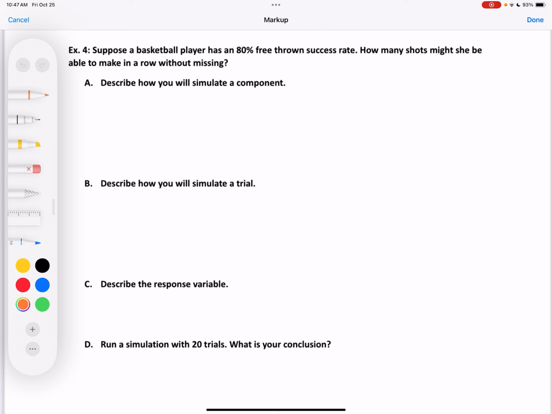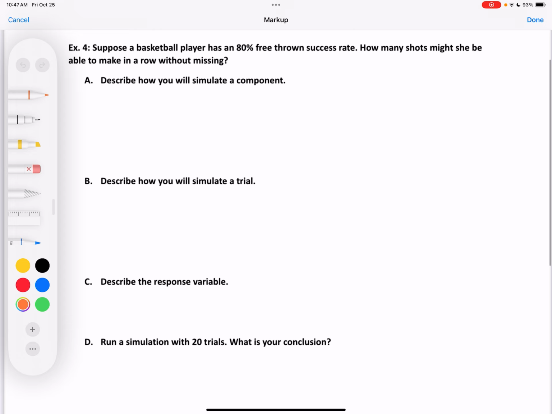So basically a component is the most basic event that we are going to simulate. And so I would say that is going to be that she's taking one shot at a time. And that's what's going to keep being repeated. She's going to keep taking one shot.